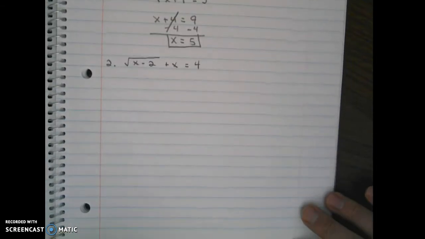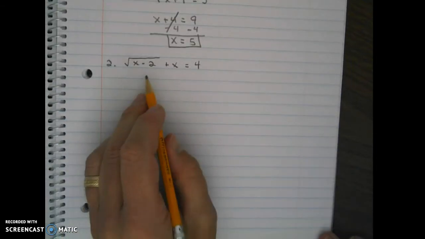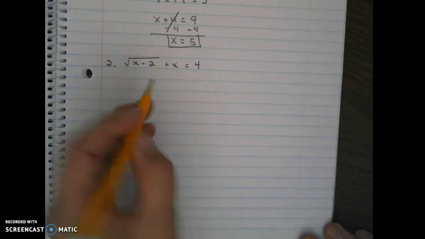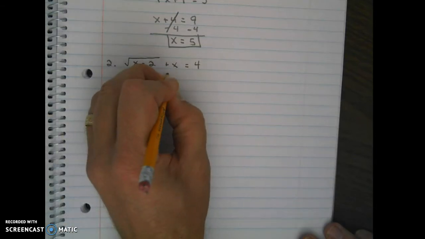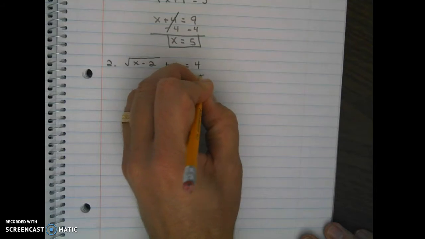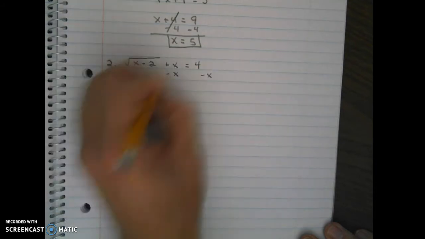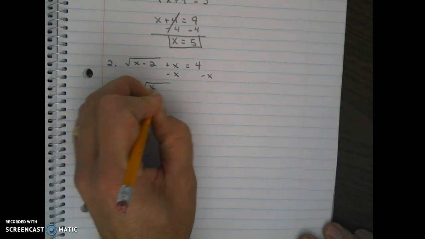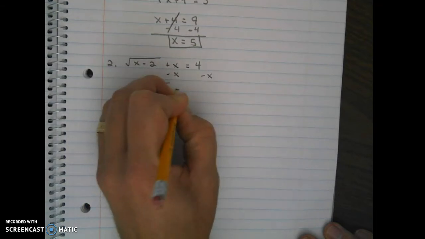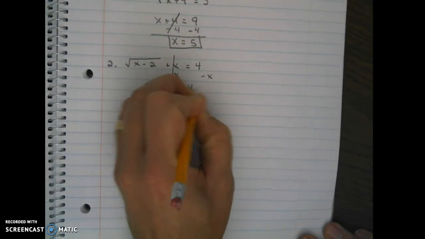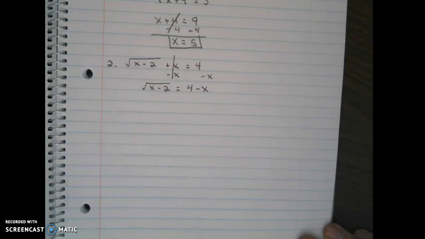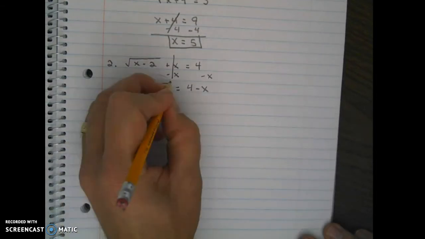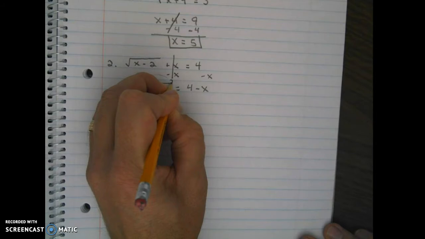Okay, next example. So we want to solve this equation for x. So the first thing we want to do here is we want to undo the addition here. So we're going to move that x over to the other side. We want that radical to be all by itself in order to cancel it out. Okay, so now that we have the radical all by itself, we're going to cancel it out by squaring.